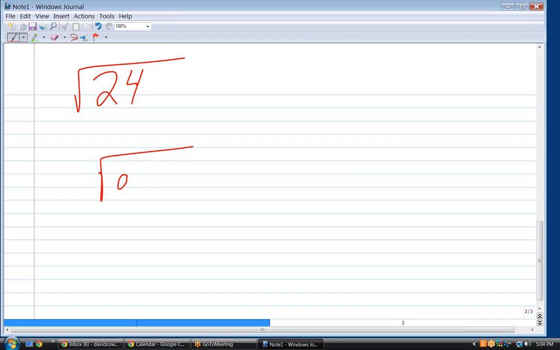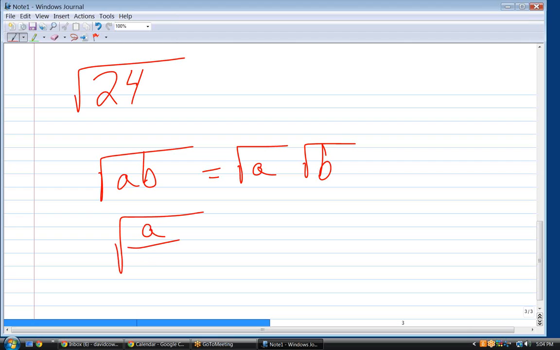Let's talk about radical properties. If I have the radical of the product of two things, A times B, that's the same thing as radical A, radical B. If I had the square root of A divided by B, that's the same thing as square root of A divided by square root of B.